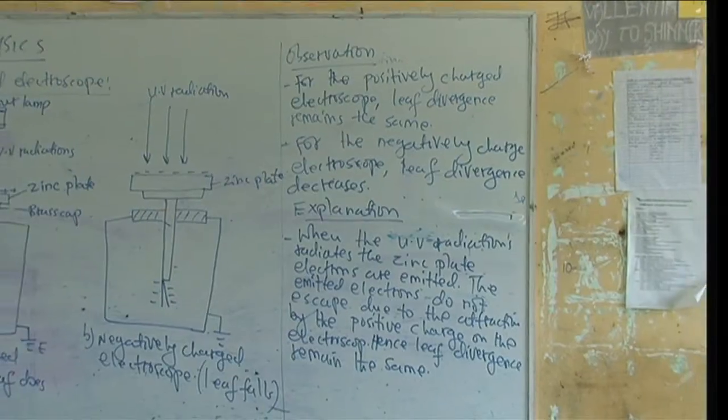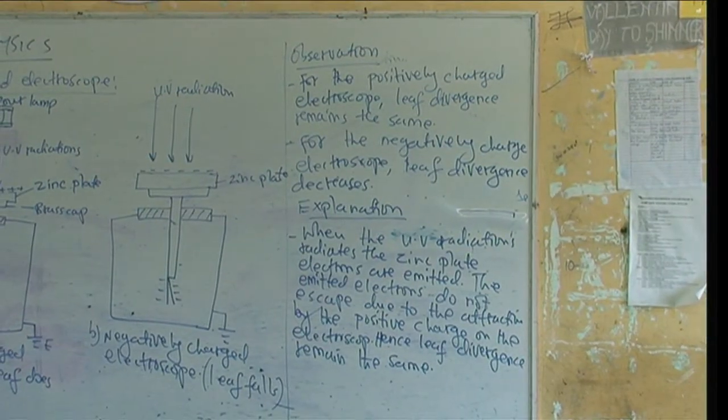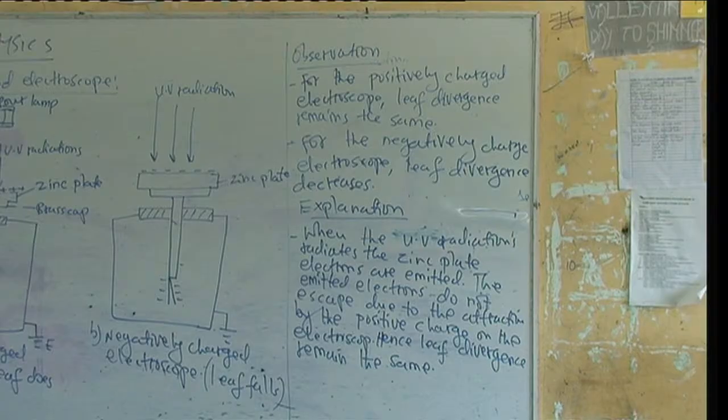We are saying that when the zinc plate is irradiated with the UV radiation, electrons are emitted from the surface. The photoelectrons emitted from the positively charged zinc plate do not escape due to attraction by the positive charges on the plate, and the leaf divergence therefore remains the same. Now, what about the negatively charged electroscope? The photoelectrons emitted from the negatively charged electroscope are repelled, and the electroscope becomes discharged. As a result, the leaf divergence decreases.